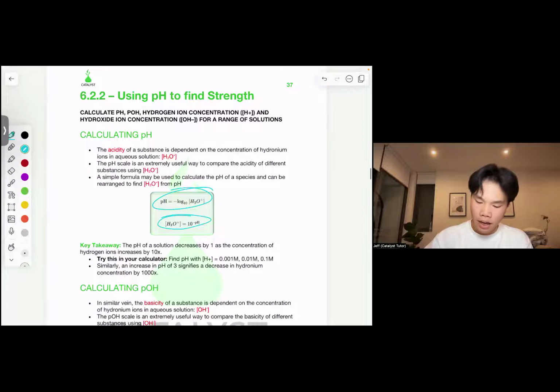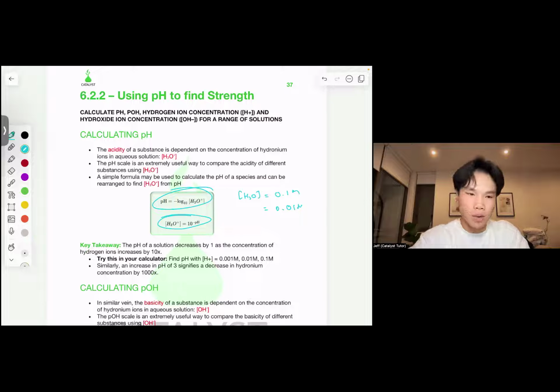Say we have a hydrogen concentration of 0.1 and a hydrogen concentration of 0.01 molar. What are the pHs of these two solutions? Type it in chat. First person who gets it correct gets a thumbs up. What are the pHs of 0.1 molar and 0.01 molar?